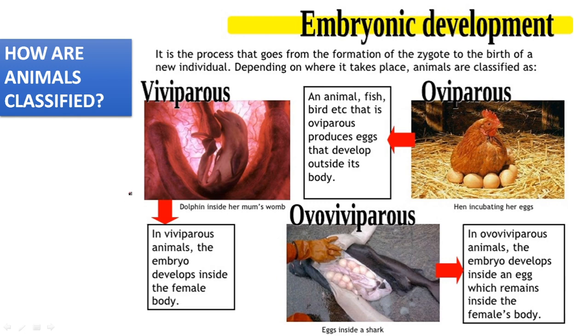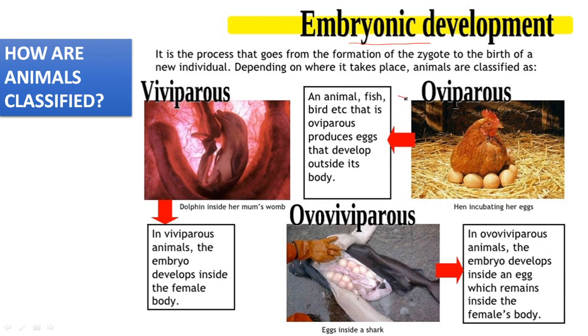So we can classify animals also based on their reproduction. All animals have sexual reproduction. Some animals have also asexual reproduction, and we can classify them based on the embryonic development. So most of these words you already know them.